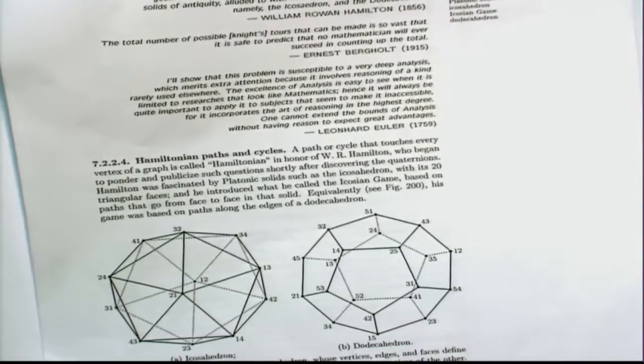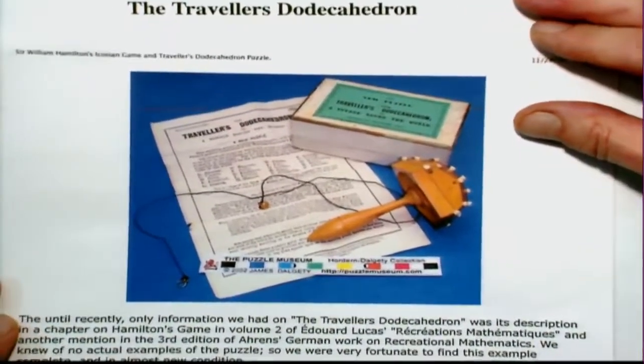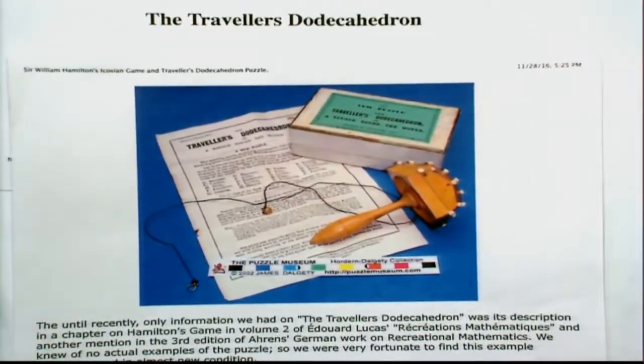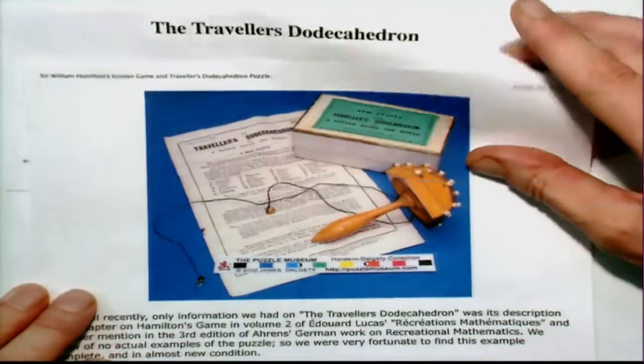As you'll see, there's something really interesting here. Well, I can show you something else before I go on. There's also something called the traveler's dodecahedron, which came out. So Hamilton did know about the dodecahedron, and they had this other puzzle that is very rare. But you can find this stuff online.